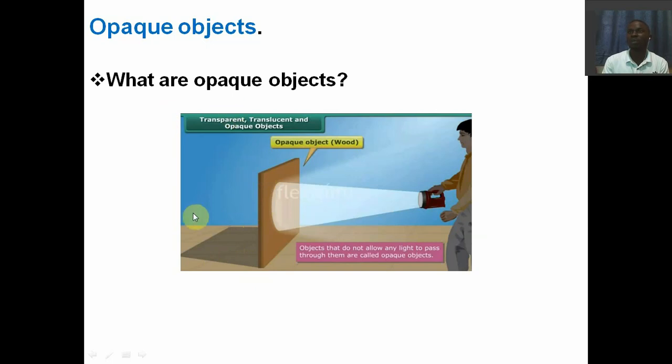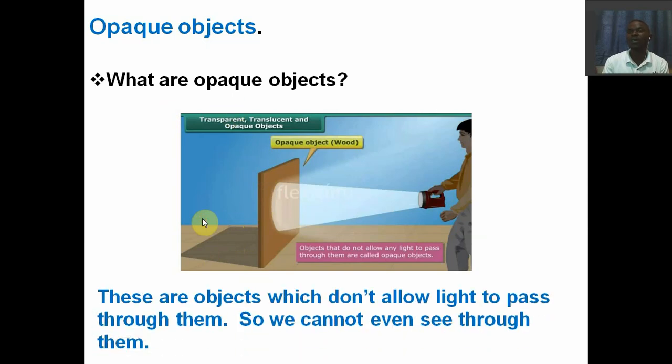So what are opaque objects? The answer is, these are objects which don't allow light to pass through them, and even us, we can't see through them. Are we together? So you can't see through an opaque object. Take an example of a wall. A wall is an opaque object. You can't see through the wall. So even light can't pass through the wall.